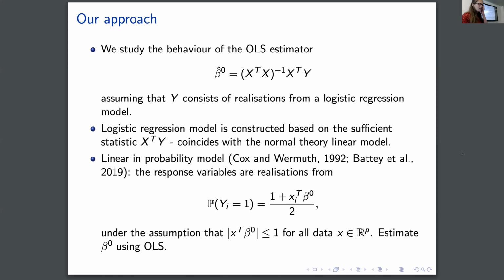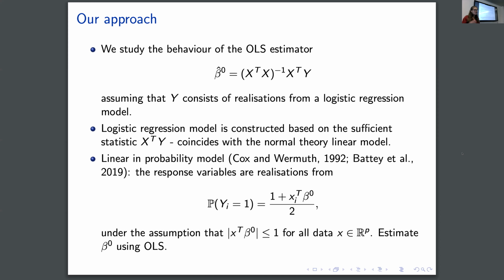We started by looking at the behavior of the least squares estimator. We're going to call this beta hat naught throughout. And we're going to look at how this estimator behaves when your responses are observations from a logistic regression model. Our motivation for doing this is the fact that the normal generalized linear model and the logistic regression model share the same sufficient statistic, X transpose Y, and obviously X transpose Y is very closely related to the least squares estimator.